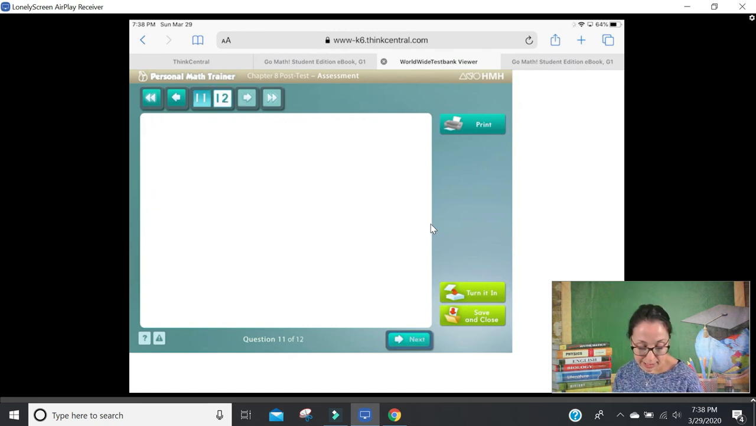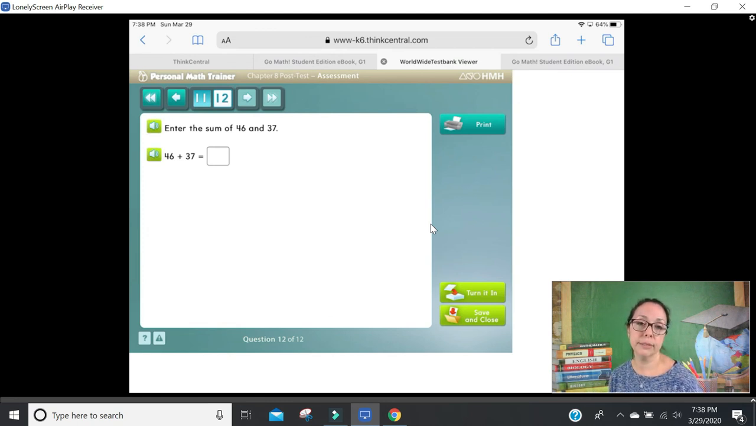All right, and then the very last question, number 12. Enter the sum of 46 and 37. Okay, so for 46 and 37, again, use your notebook, draw a model for 46, draw a model for 37. Make sure you count all those ones. You can make a 10, and then write your answer in the box.